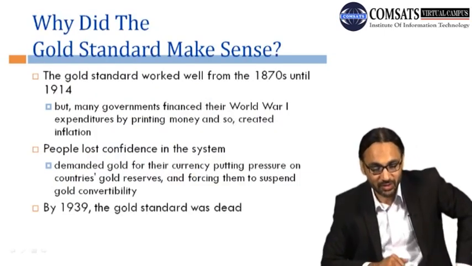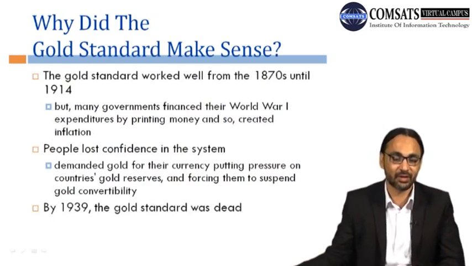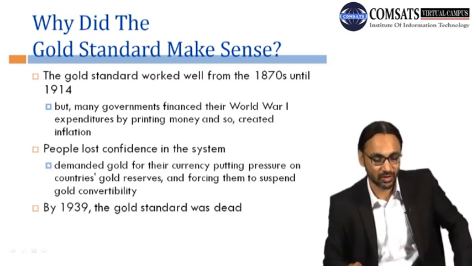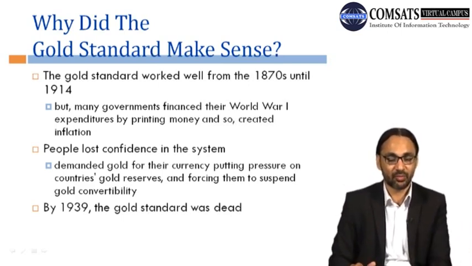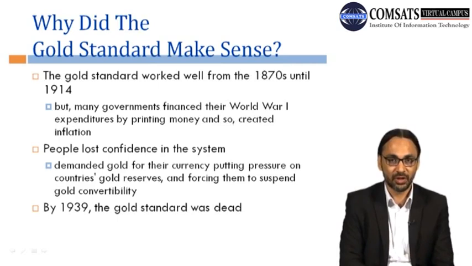Okay, why did the gold standard fail? The gold standard worked well from 1871 until 1914, but many governments financed their World War I expenditure by printing money and so created inflation. People lost confidence in the system, demanded gold for their currency, putting pressure on the country's gold reserves and forcing them to suspend gold convertibility.